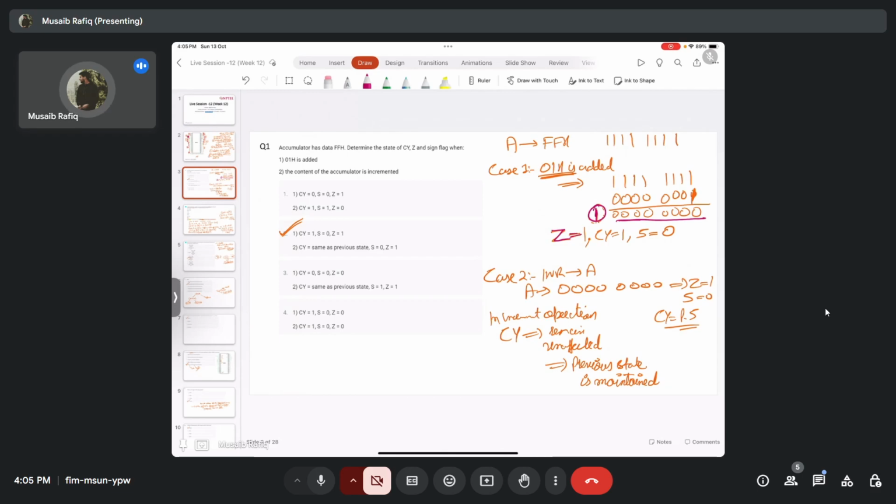However, when we do the increment operation, that is case 2, the carry flag remains unaffected by the increment operation. So after the increment operation, my contents of accumulator was 00000000. So Z flag is 1, sign flag is 0, and carry is unaffected and it will maintain its previous state. So option B was the correct answer.